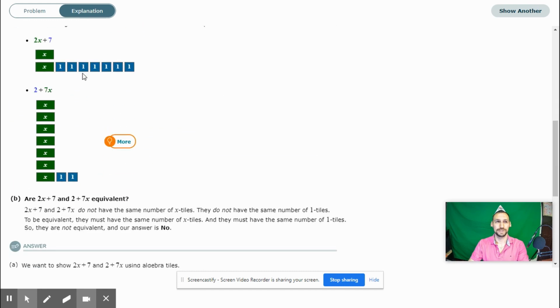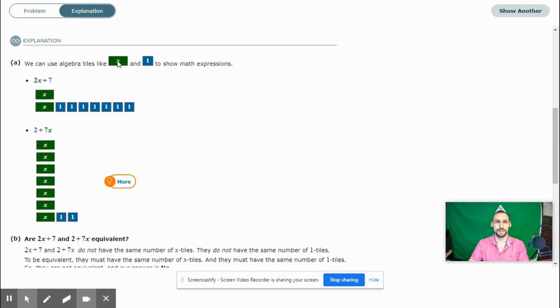The explanation says we can use algebra tiles like this green one, which represents x, and this blue one, which represents the number 1, to show math expressions. So 2x plus 7. Well, this is obviously two x's, and this is the number 7, but if we count 1, 2, 3, 4, 5, 6, 7 ones. So this expression is just 2 of something. We don't know what x is. It's a variable. That's okay. Plus, well, we can add ones together, because those are like terms, to get 7 ones is equal to 7.